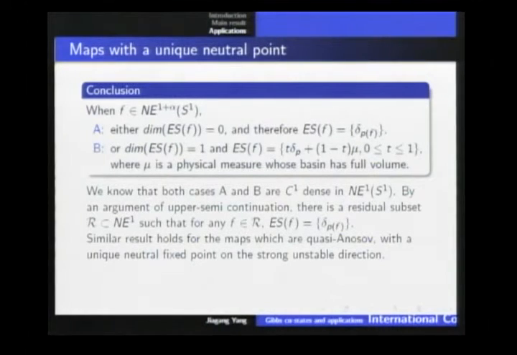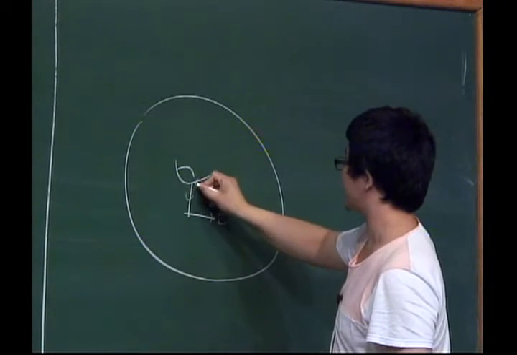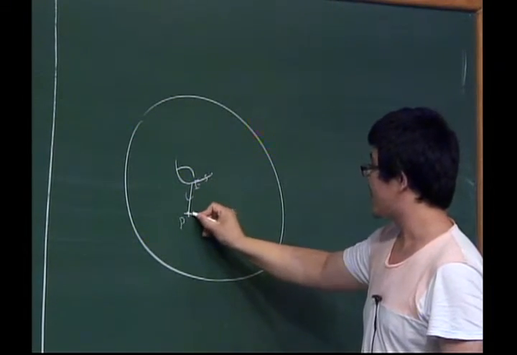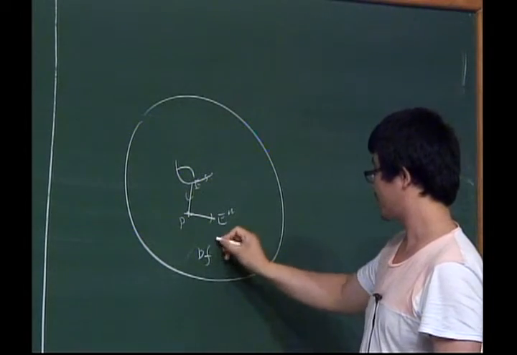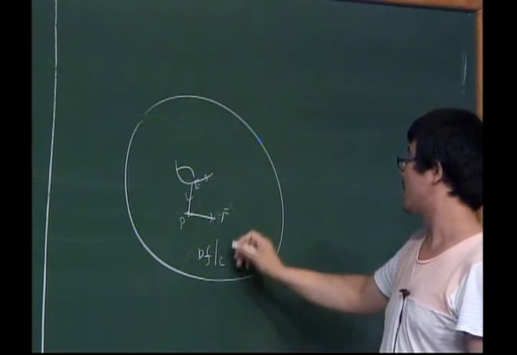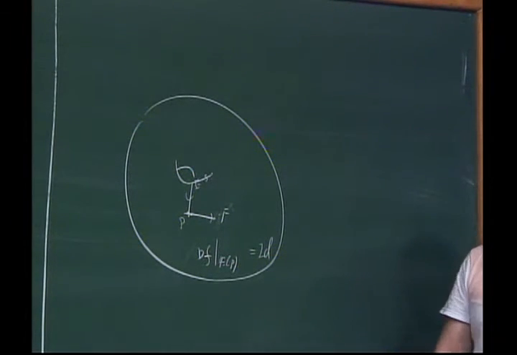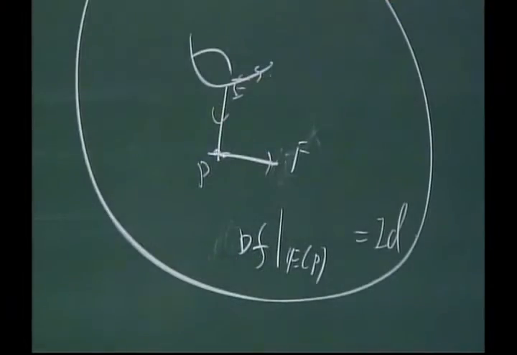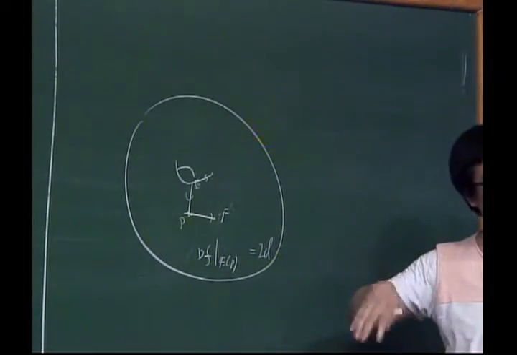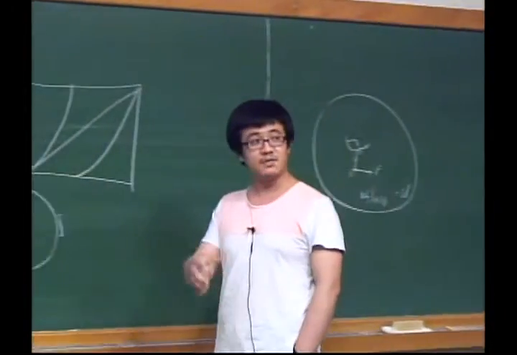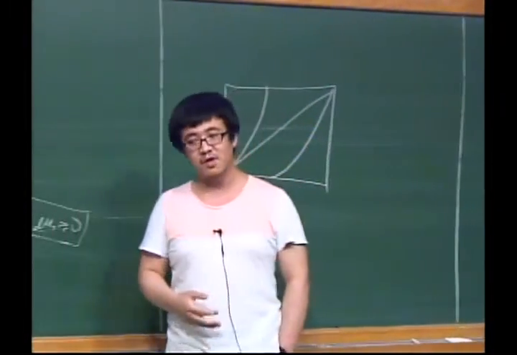Okay, a similar result holds for the maps which are quasi-Anosov with a unique neutral fixed point. This is like the following. You consider an Anosov map, with this U direction and this S direction. You consider a fixed point, and you change the derivative to be 1. Now this cannot be called U anymore, it can be called F. Along the F direction at this point P, it should be the identity. For this kind of maps, we can also show that there always exists a physical measure. The equilibrium state is either atomic, only one point measure, or you have two measures, one atomic, and another extreme point which is the physical measure we want. And for C1 generic such maps, there always exists a unique physical measure whose basin covers a full Lebesgue subset.